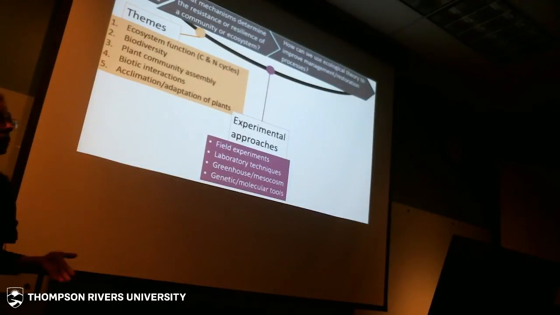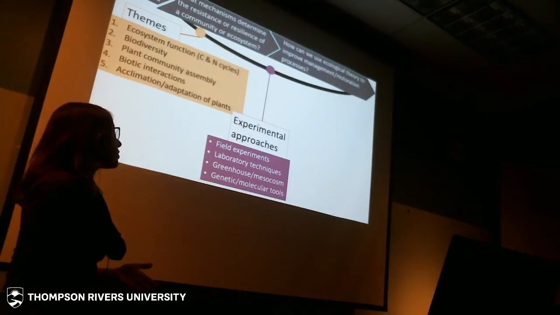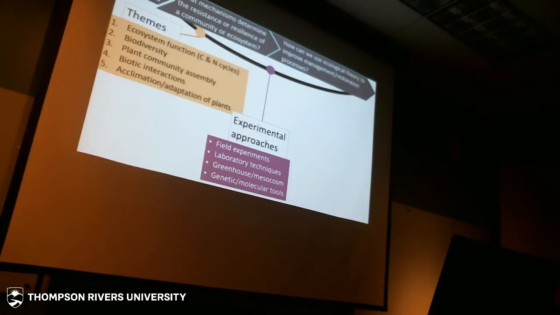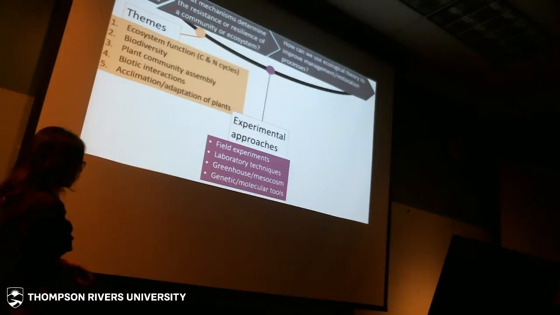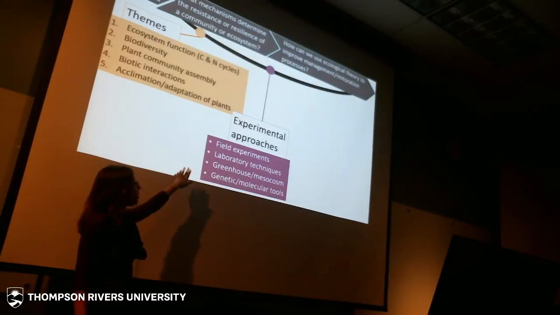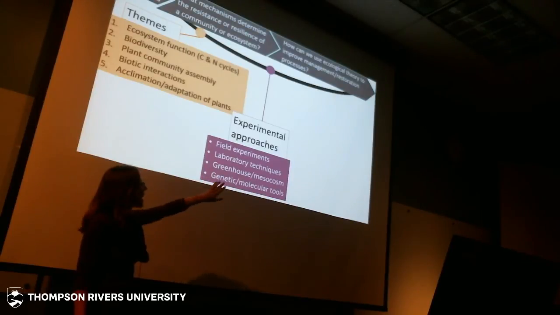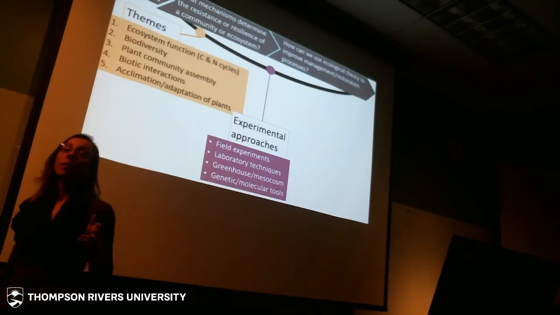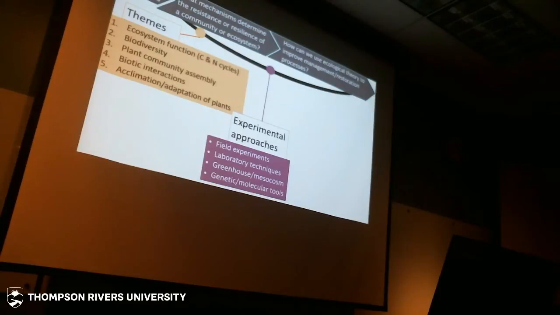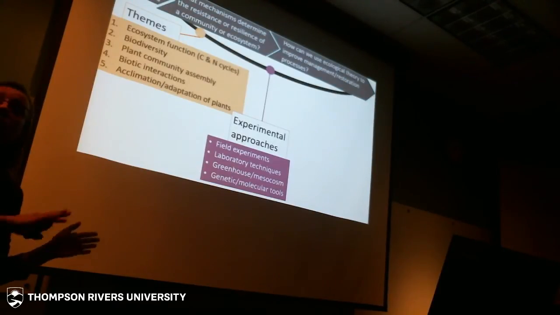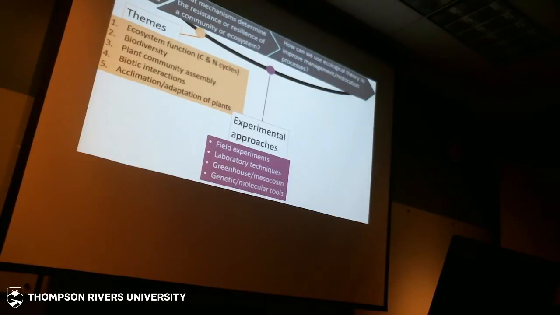And I'd like to use a number of experimental approaches. So far I've pretty much used field experiments and laboratory techniques, so using extraction to get nitrogen mineralization, looking at C to N ratios, things like that. But I'd also like to expand using greenhouse experiments and mesocosms, as well as genetic and molecular tools to try to get an idea of more about what's happening at the individual and population level to hopefully inform what's happening at the community level.